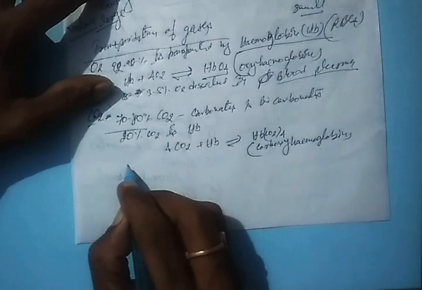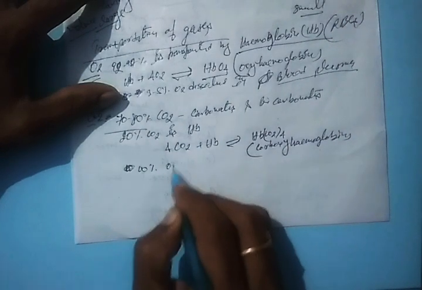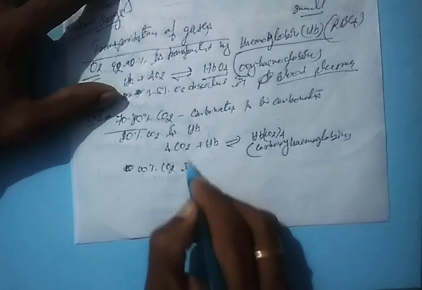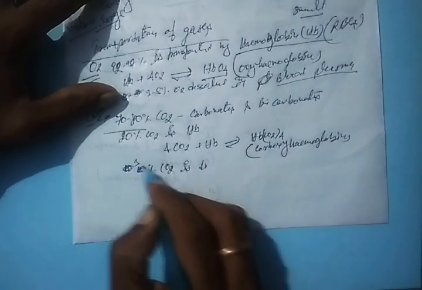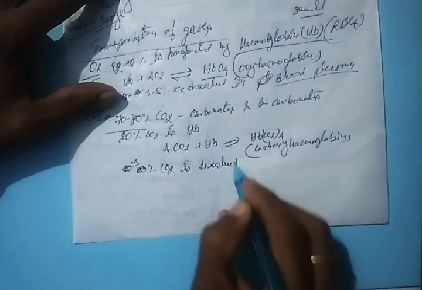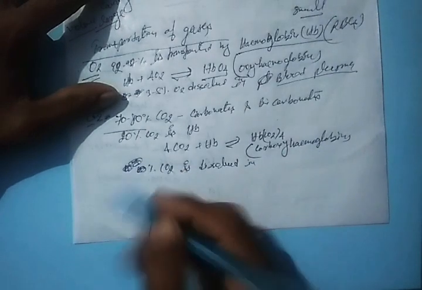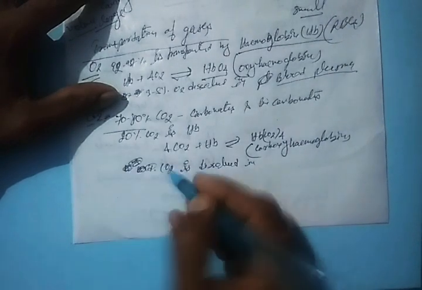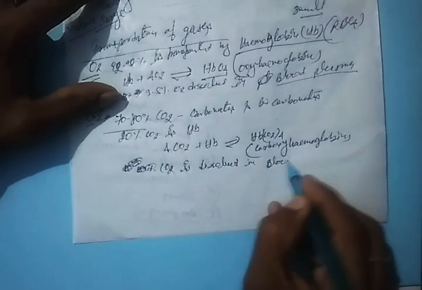The rest, about 10%, or about 3% of CO2 is dissolved, it is not confirmed, in blood plasma.